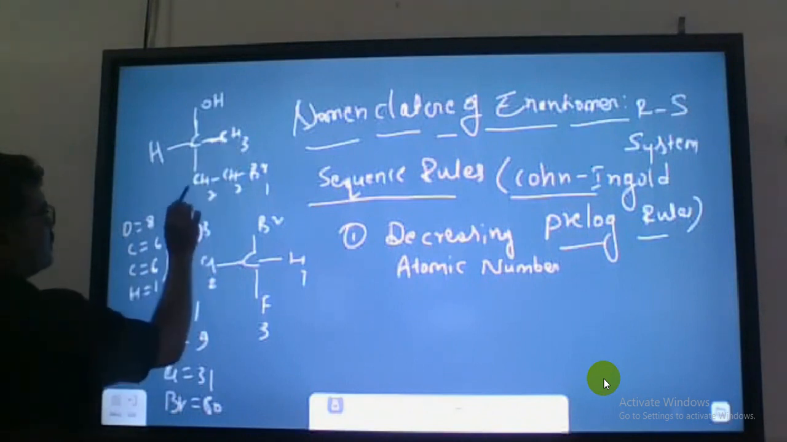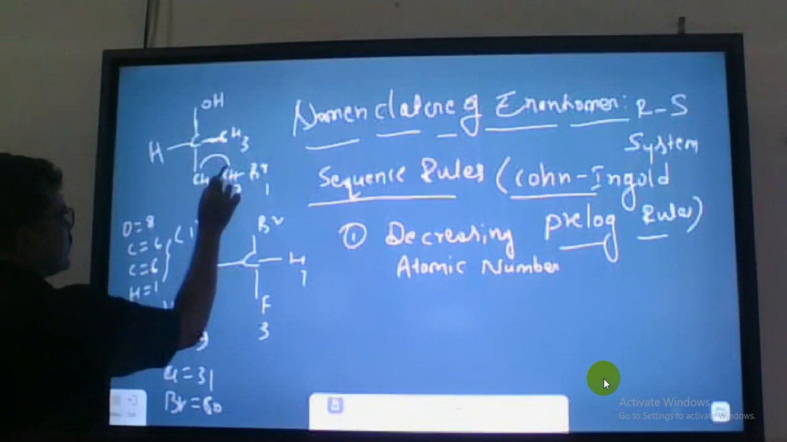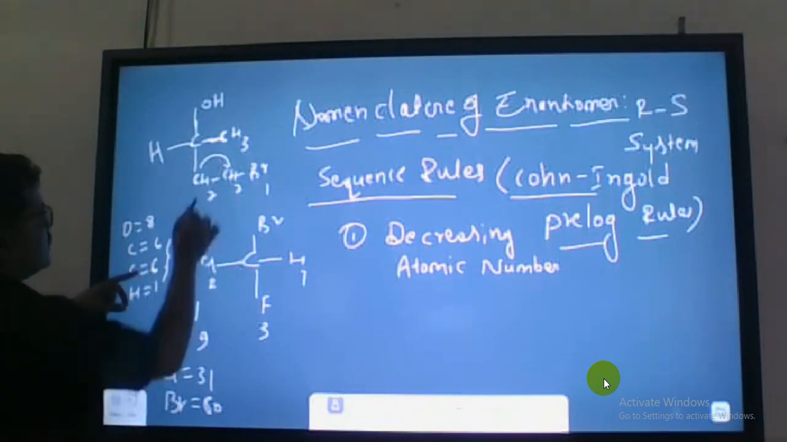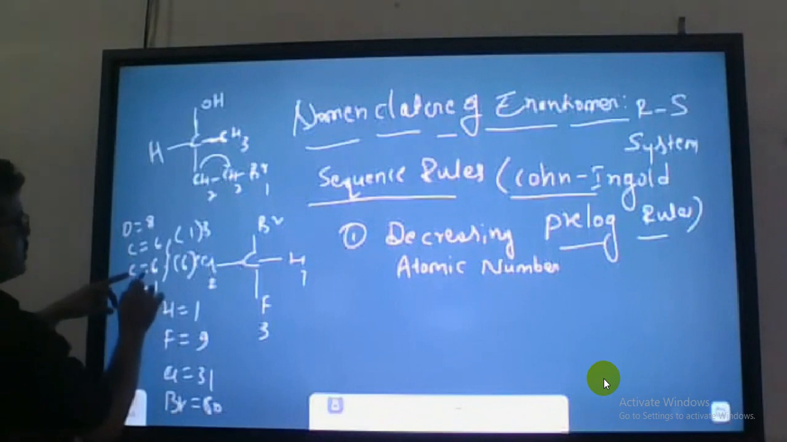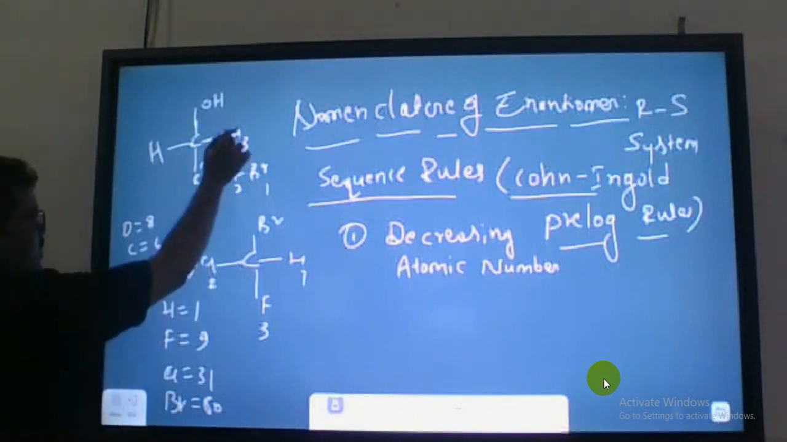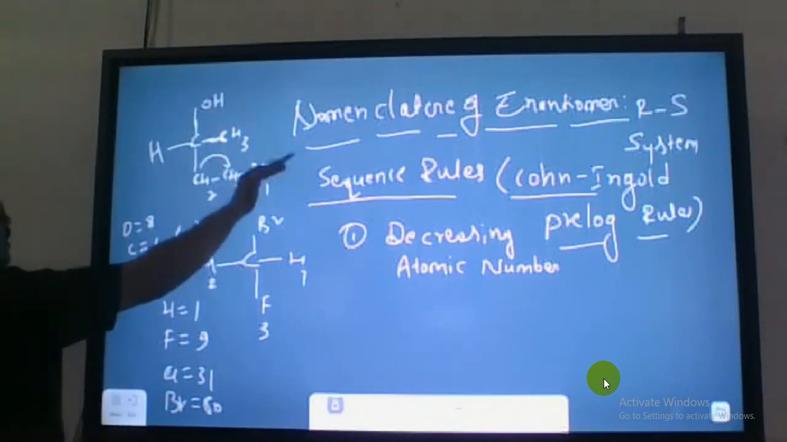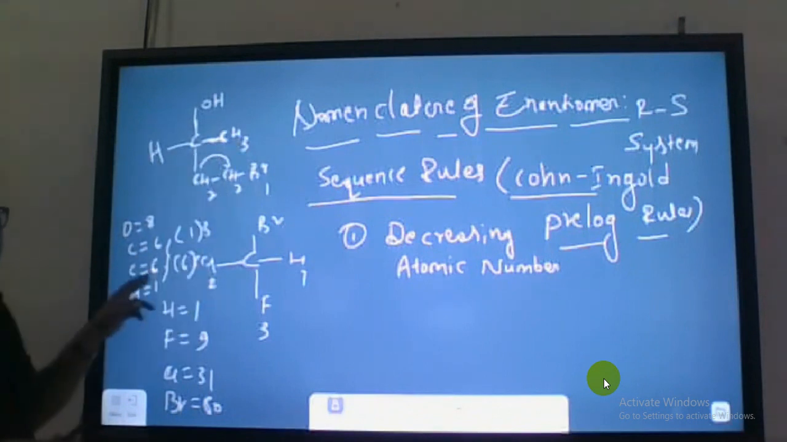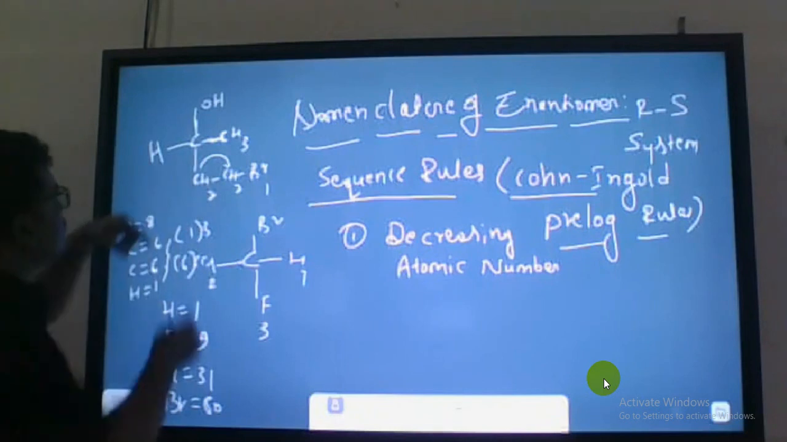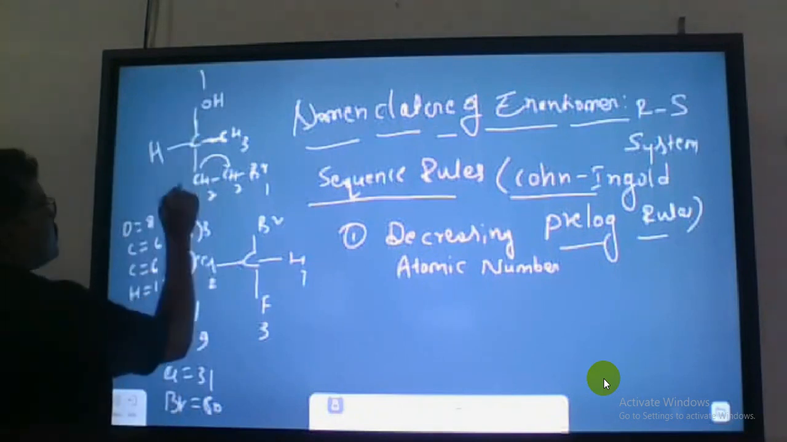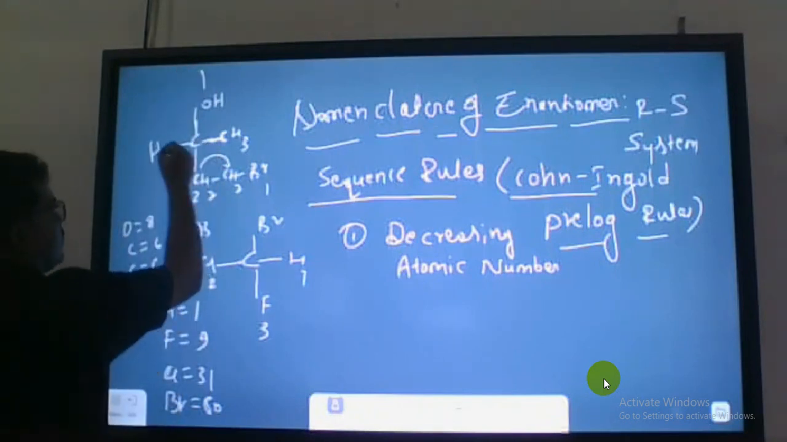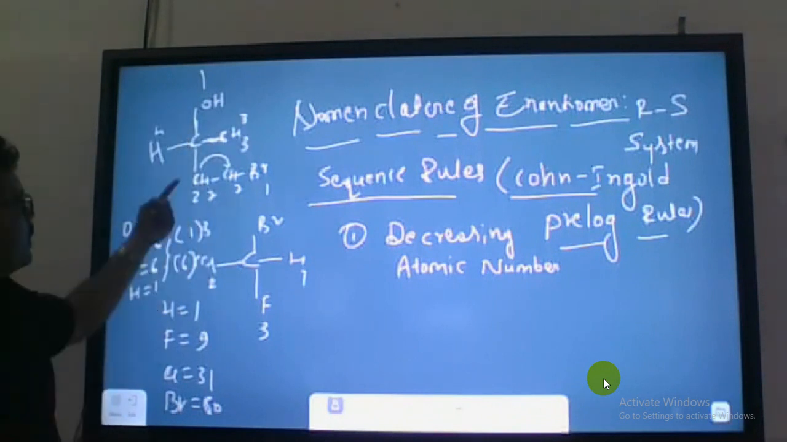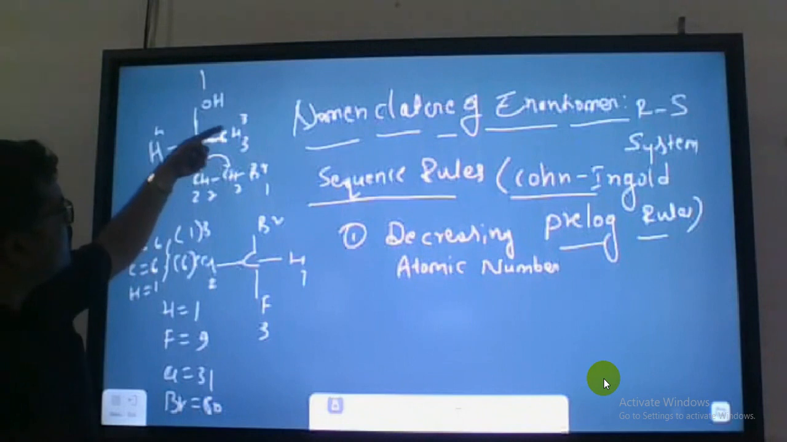You observe here, this carbon is attached to the next carbon, which has atomic number 6. So priority is this one, not the hydrogen one. Carbon attached to hydrogen is only 1. So this is lower priority compared to this, because this carbon is attached to the next carbon, which is highest. I have to consider this one. So that's why this is 1, this is 2, and next this carbon attached to 1, this is 6, this is 3, this is 4.